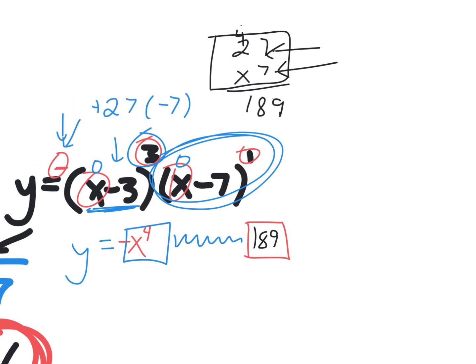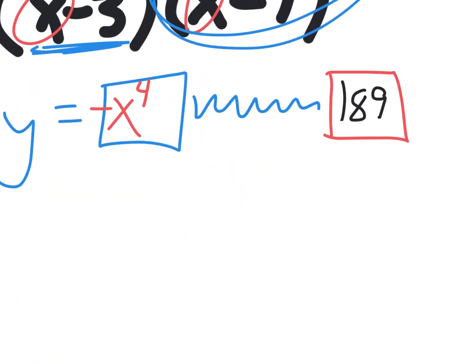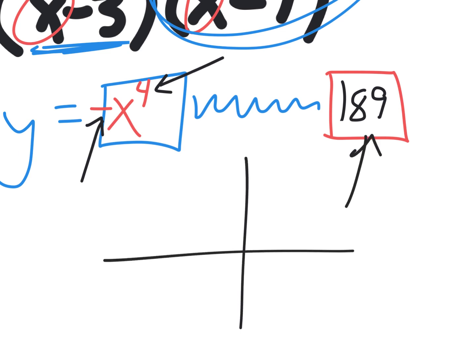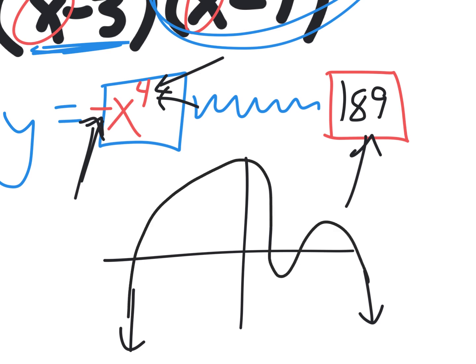And I'll help. All right, so why did I do that? Because this tells me it's down on the right. This tells me it's the same on the other side, because even powers are the same. It's also the degree. And this tells me the y-intercept. So I can sketch this thing real easy. It's down over here because of the negative. It's the same because of that. And then it's going through 189.